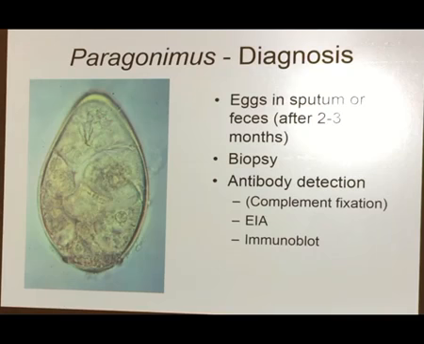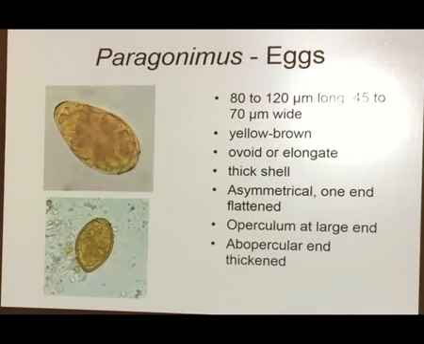So diagnosis, again, usually depends on demonstrating the presence of eggs in parasitic feces. We'll have some examples of these for you to look at this afternoon. Again, a very large egg, not quite as large as that of Fasciola, but a substantial looking structure, again with an operculum at one end. And there are also serological tests that can be used to detect antibodies directed against Paragonimus antigens.